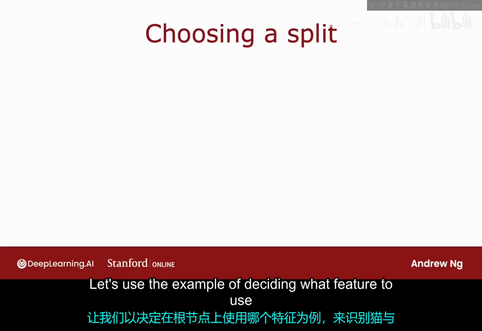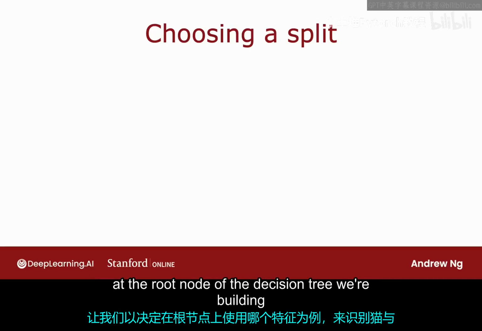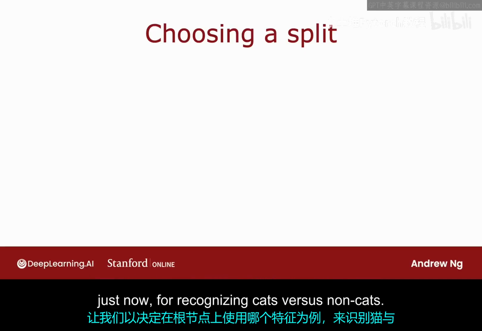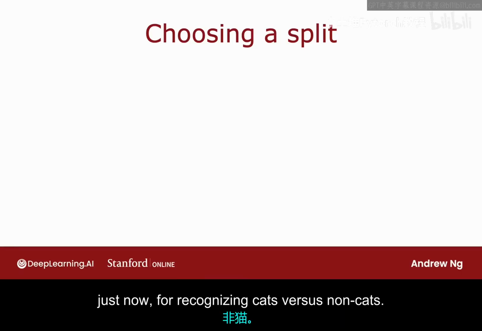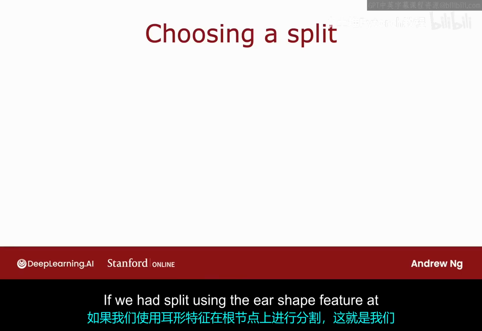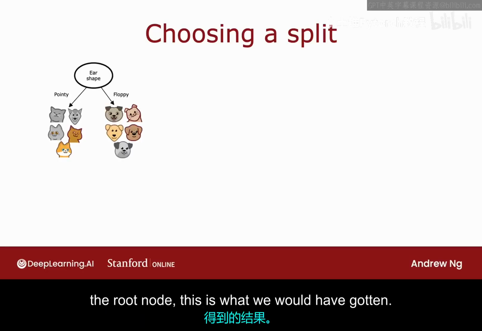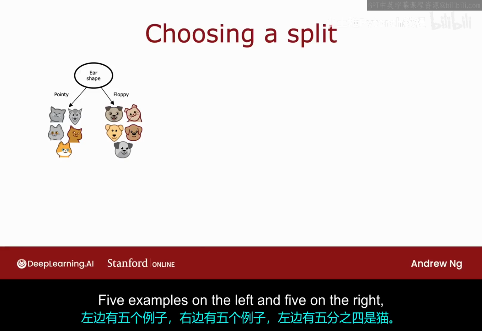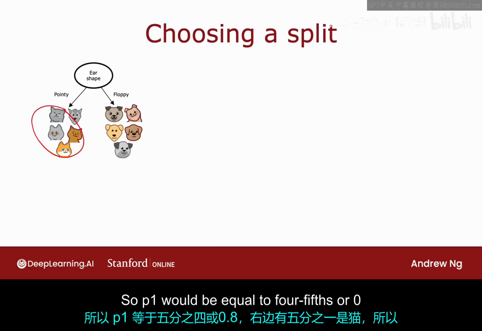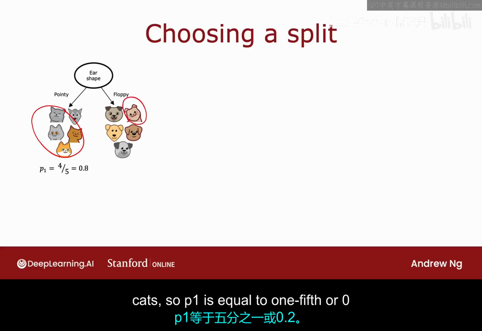Let's use the example of deciding what feature to use at the root node of the decision tree we're building just now for recognizing cats versus not cats. If we had split using the ear shape feature at the root node, this is what we would have gotten. 5 examples on the left and 5 on the right. And on the left, we would have 4 out of 5 cats. So P1 would be equal to 4/5 or 0.8. And on the right, 1 out of 5 are cats. So P1 is equal to 1/5 or 0.2.